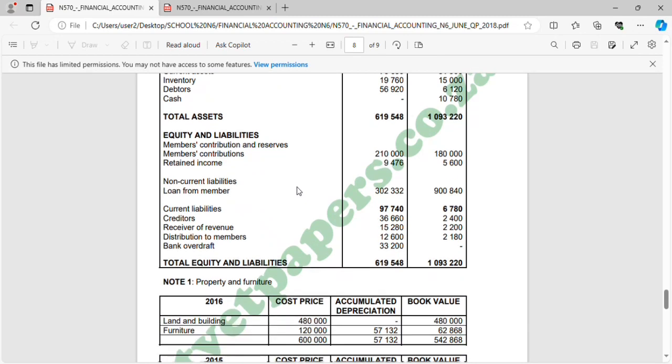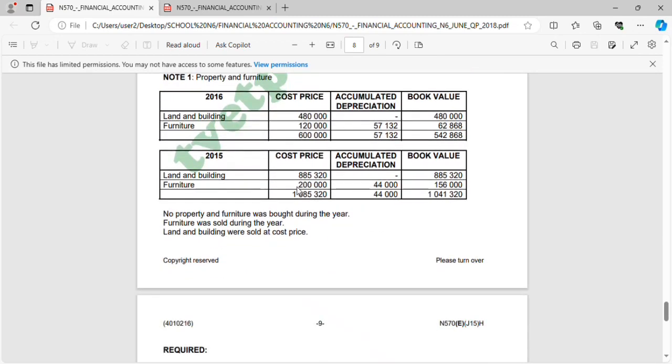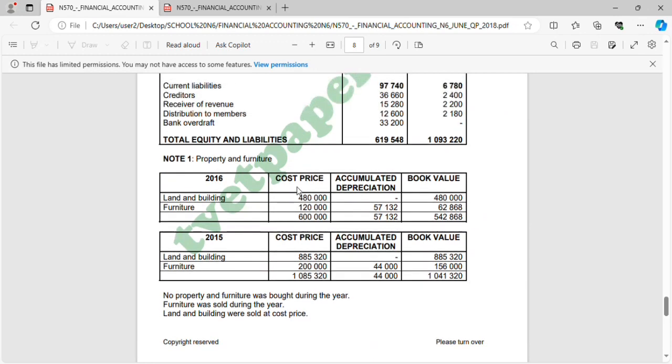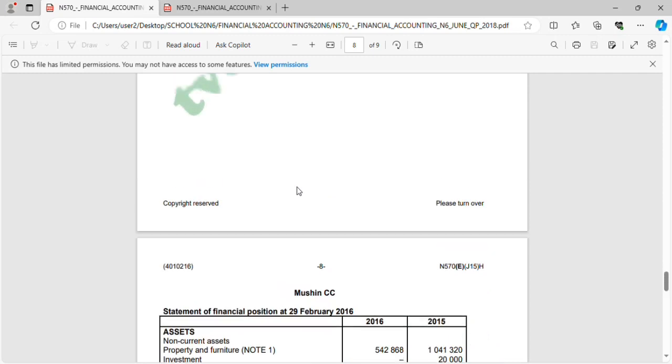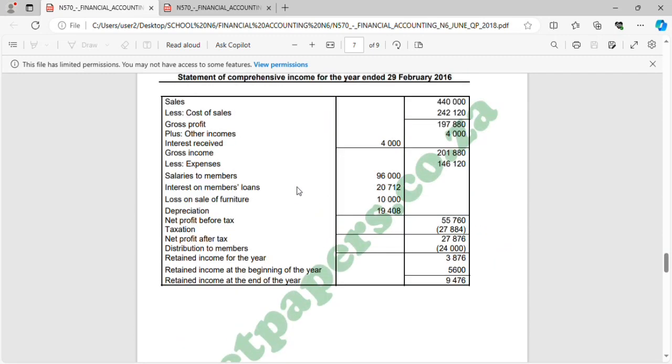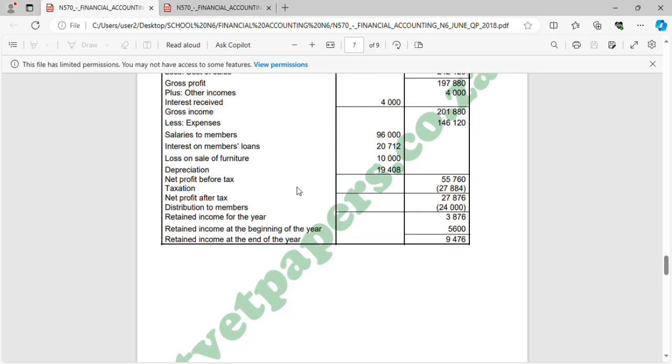Okay, so here we are on the additional information. Note number 1, they're saying no property and furniture was bought during the year, but the furniture was sold during the year. So we know that with the furniture, I think we had a loss. If I'm not mistaken, yes, we had a loss of 10,000.